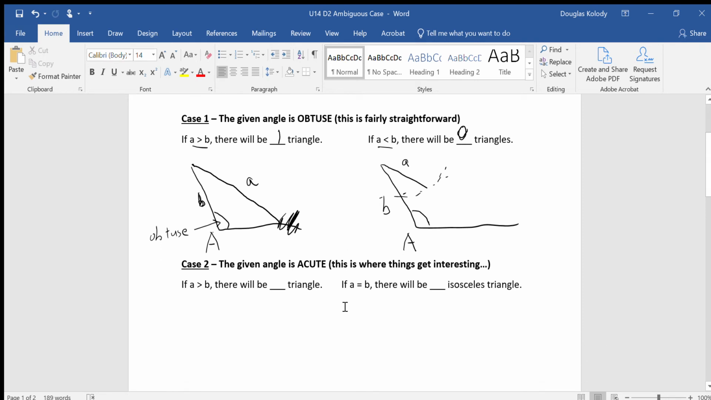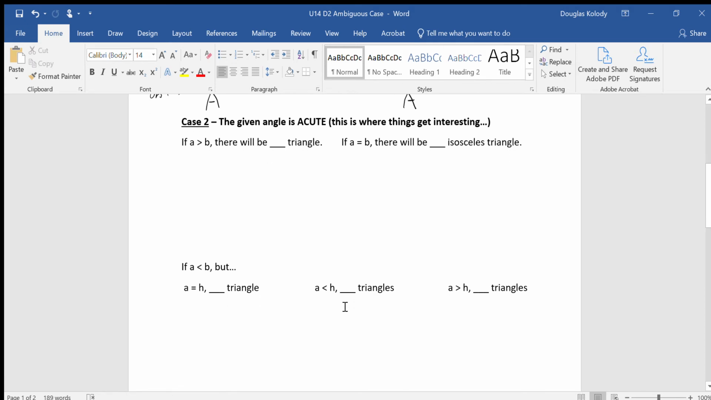All right. Things get interesting, I wrote, when the angle is acute. So let's talk about this here. First off, let me draw an acute angle. Here's angle A, and now it's acute. All right, so this is still side B right here. And it says if A is greater than B, let me draw a line that's greater than B. There we go. If that's side A right there, directly opposite angle A, I'm only going to get one triangle. One triangle and one triangle only.